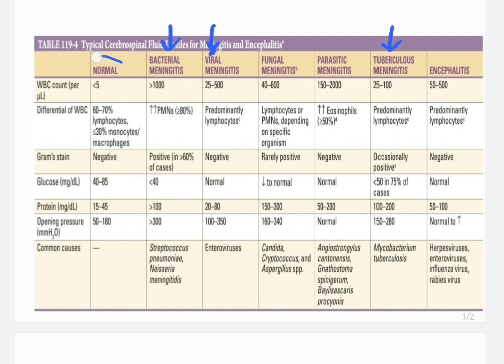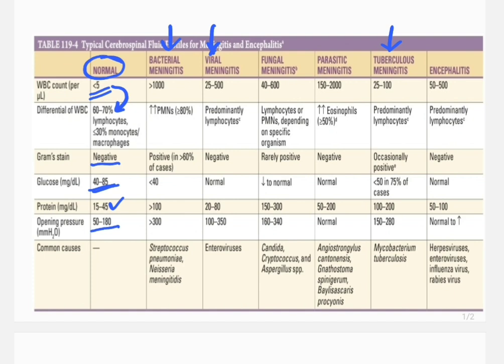Now first let's discuss the normal parameters of the cerebrospinal fluid. Normally the cerebrospinal fluid cell count is less than 5, out of which mostly are lymphocytes, and gram stain should obviously be negative. Glucose is around half to 2/3 of the plasma value, around 40 to 85. Protein is 15 to 45, and opening pressure is 5 cm to 180 millimeter or 18 cm of H2O.